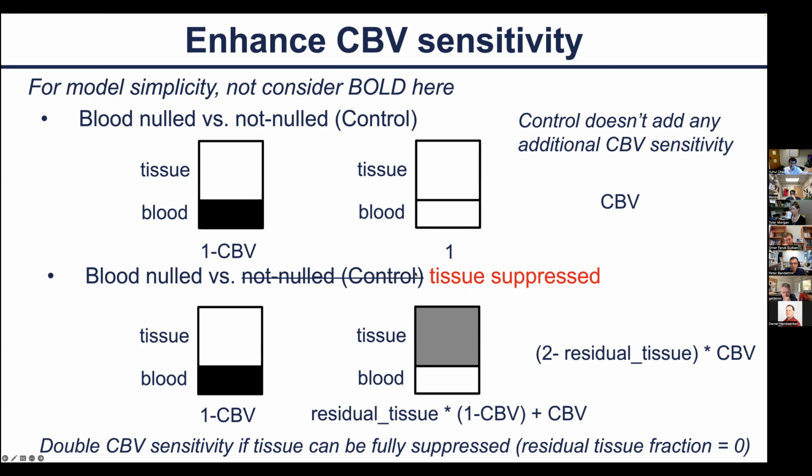So this is ideal. Instead of doing blood-nulling first and then control, in this talk I'm going to introduce the idea of interleaving the acquisition between blood-nulling and tissue suppression. Theoretically, if the tissue can be fully suppressed, this CBV sensitivity will be doubled. I hope this idea is clear to you.